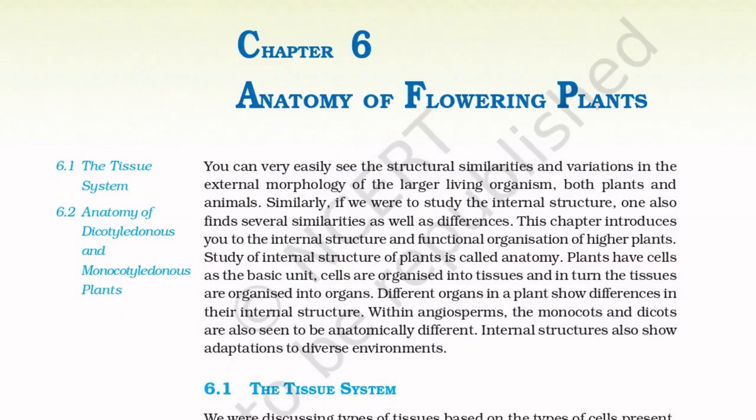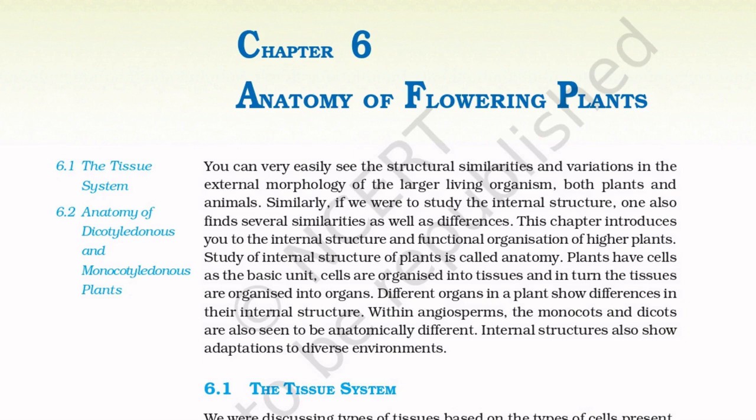Chapter 6 Anatomy of Flowering Plants. You can very easily see the structural similarities and variations in the external morphology of the larger living organisms, both plants and animals. Similarly, if we were to study the internal structure, one also finds several similarities as well as differences. This chapter introduces you to the internal structure and functional organization of higher plants.